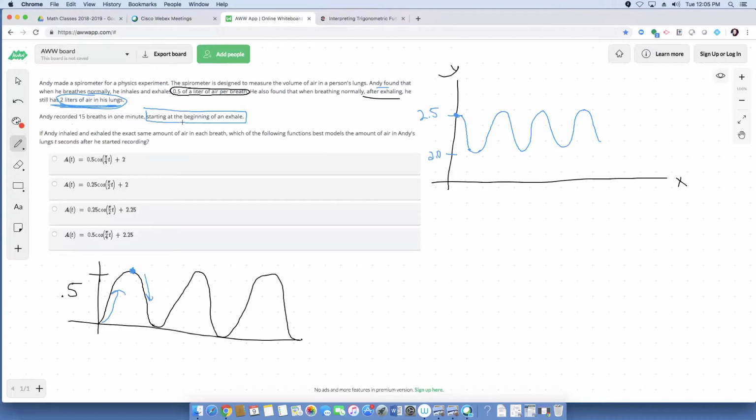The reason why this is really important, the beginning of an exhale, it's telling you which function to use. And I believe I wrote down the page number. It is on one of those pages that I wrote down, I gave to you. I just don't remember which one.